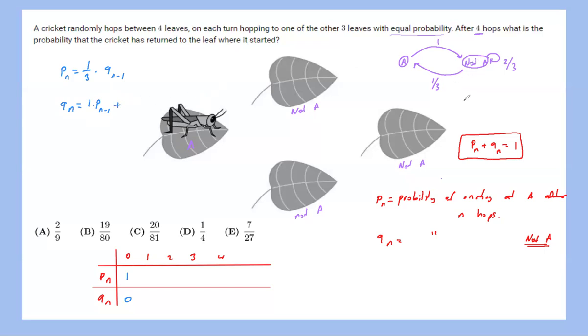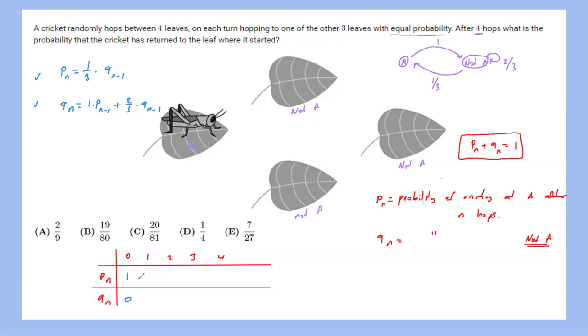Or if you were at one of the previous not A's, then you have a 2/3 possibility. Still, you are going to end up at one of those not A's, which is why it is Q of n minus 1. If you are not convinced by these two equations, pause and convince yourself before you move on. As soon as we have written these two equations, we can just plug in whatever we want.